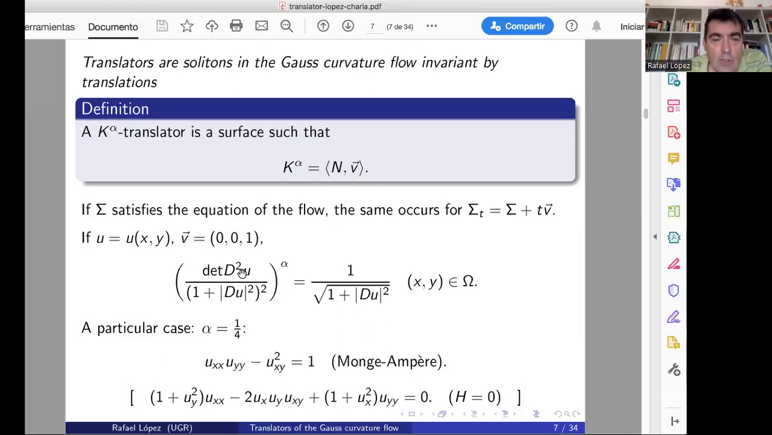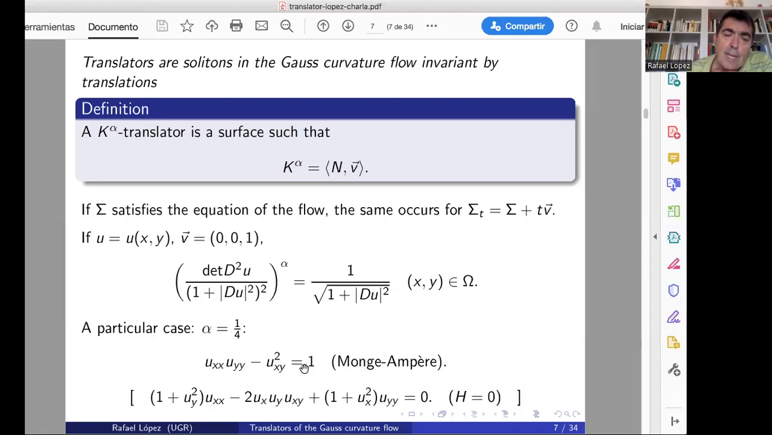Along the talk, there will be a special case, when alpha is equal to 1/4. Why? Because if alpha is 1/4, then the denominator disappears in this case. Okay. For example, in this case, the equation is this equation. This equation is famous in partial differential equations. The name is Monge-Ampère. It's the determinant of the Hessian equal to a constant.